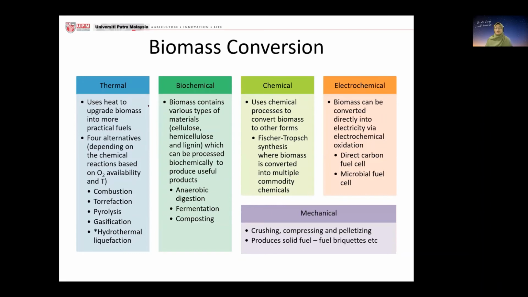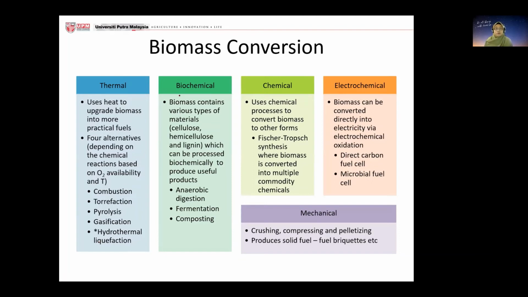All right. So in thermal conversion, it uses heat to upgrade the biomass into more practical fuels. It has 4 alternatives depending on the chemical reactions, based on oxygen availability and the temperature. The 4 include combustion, torrefaction, pyrolysis, and gasification. And actually, there is another emerging thermal conversion called hydrothermal liquefaction.